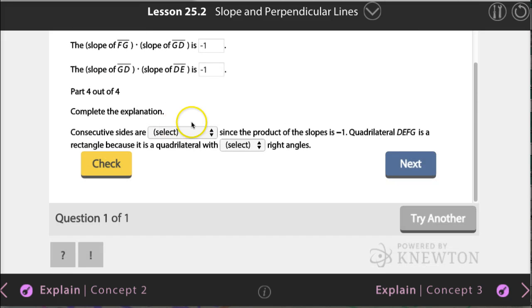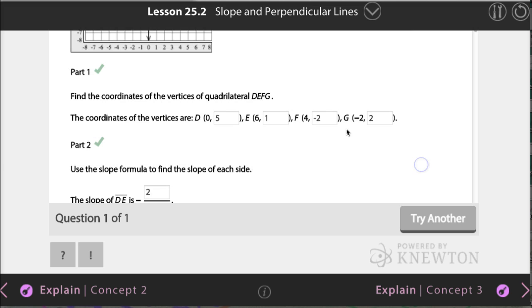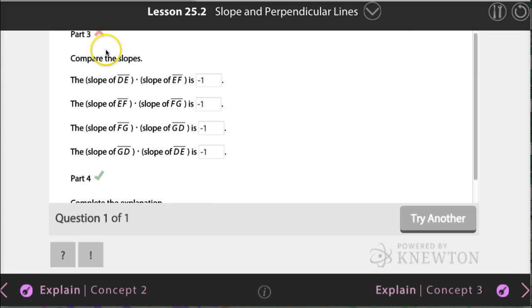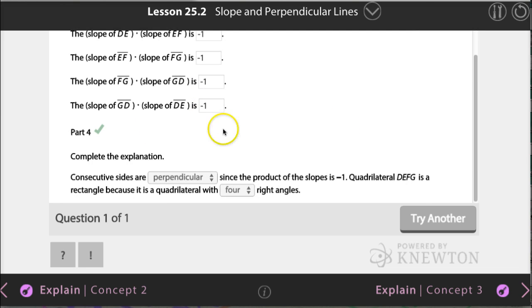Okay, so complete the explanation. Consecutive sides are perpendicular because when you multiply the slopes, you get negative 1. Quadrilateral DEFG is a rectangle because it is a quadrilateral with 4 right angles, right? And so there you go. I don't know why this one says it's wrong because it's supposed to be all correct, but oh well.